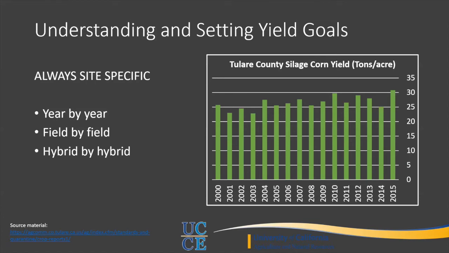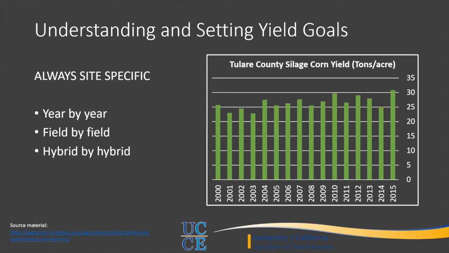We also need to pay attention to the specific hybrid that we're planting. Some hybrids have different yield potentials. Speaking of corn, an early relative maturity corn tends to have a lower yield potential than a later relative maturity corn.